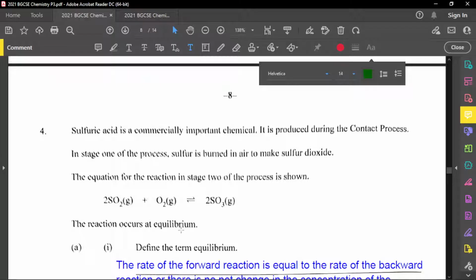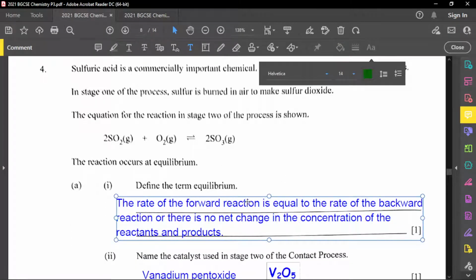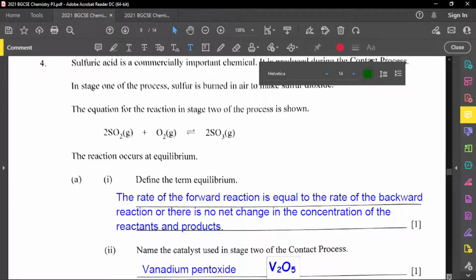All right, so the reaction occurs at equilibrium, and so define the term equilibrium. Equilibrium is defined as when the rate of the forward reaction is equal to the rate of the backward reaction, or in simpler terms, there is no net change in concentration of the reactants and the product. So there is no net change. Whatever is going forward is equal to backwards, because remember, it's a reversible reaction. So that's when equilibrium is met.